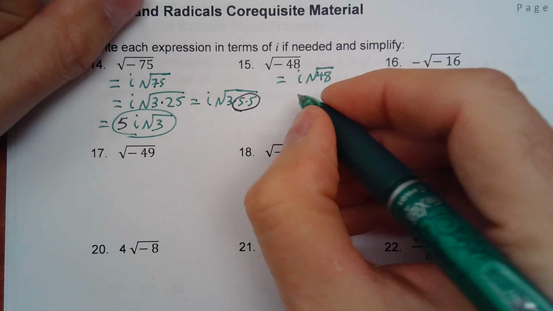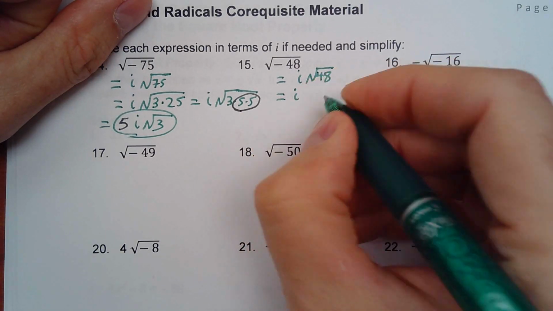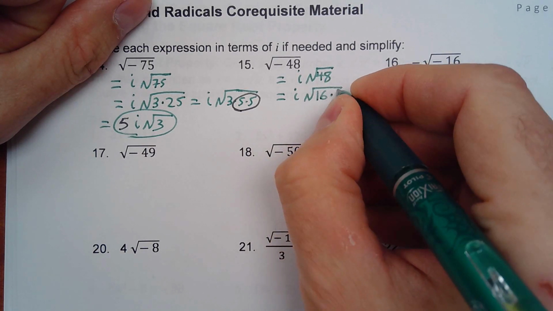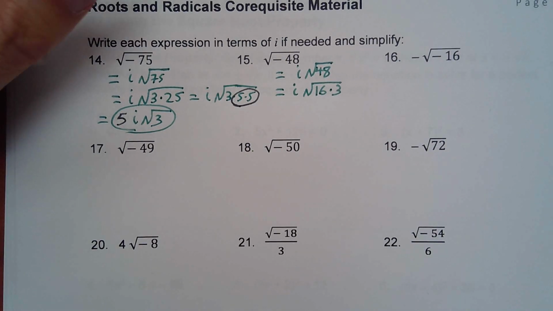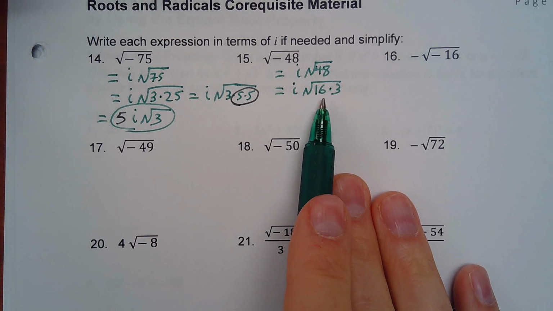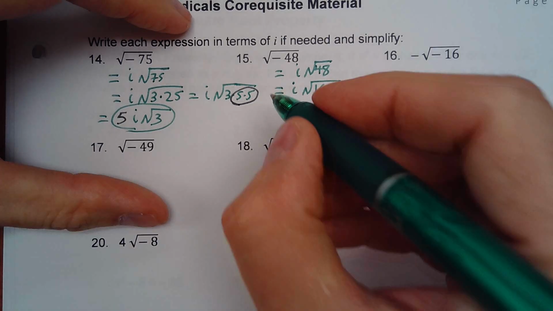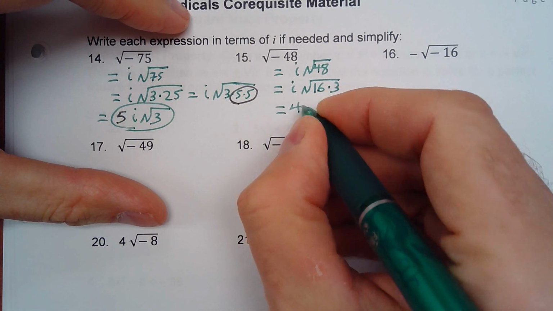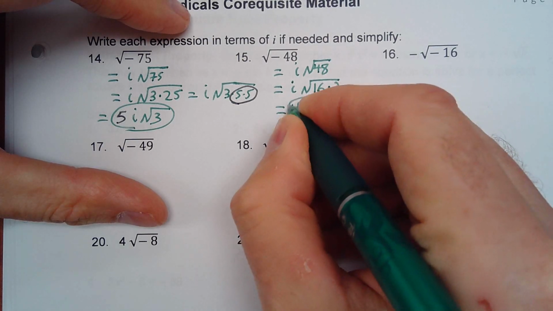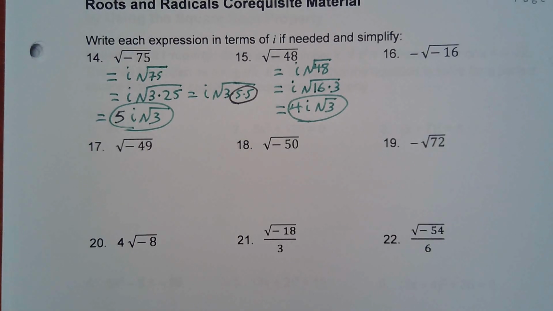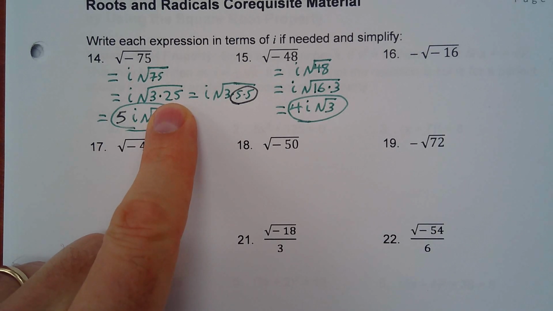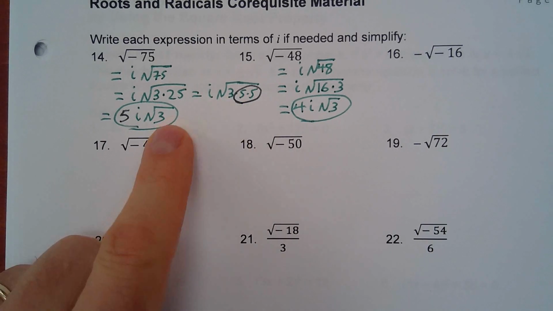Okay, so we write this in terms of i. And 48 would be 16 times 3. And here's a little bit of a shortcut. Look at 16. Can you take the square root of 16? Yeah, that's 4. So that would be 4i, and then the 3 would stay underneath. So if you see that you've got a perfect square, you can pop it out. We could have done that over here. I could have taken the square root of 25 as 5, put that out in front. Save you a step.